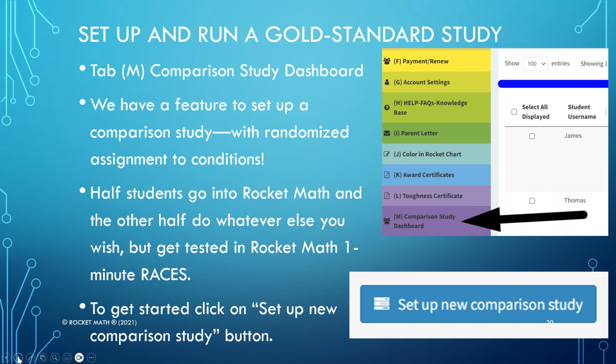On tab M, we have a comparison study dashboard. This feature will make it possible for you to set up and run a gold standard study. You can do a comparison study of Rocket Math with another facts intervention, and our system will set up a randomized assignment to conditions. You make up a pool of students who will be in the study. Use randomized assignment to conditions, and half will get Rocket Math and the other half won't, but they can still take tests with the Rocket Math 1-Minute Races. Click the blue button labeled Set Up New Comparison Study to get started.